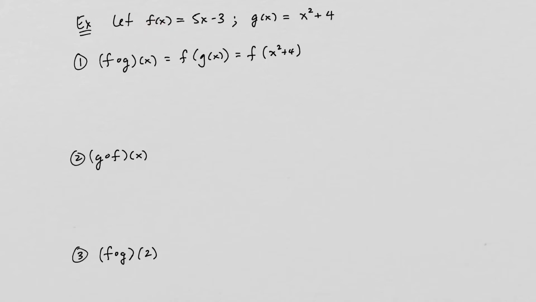f of x says that you take any x value that you get, multiply that x value by 5, and then subtract 3. Well, this is the value that we get. So we're going to take this value, multiply it by 5, and subtract 3. And so when we do that, we get 5 times x squared plus 4 minus 3. And if we do the math on this, this is 5x squared plus 20 minus 3.